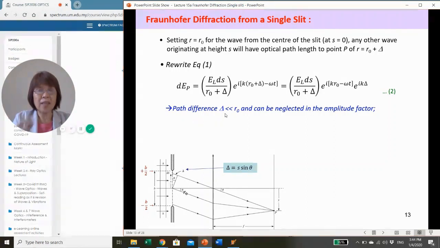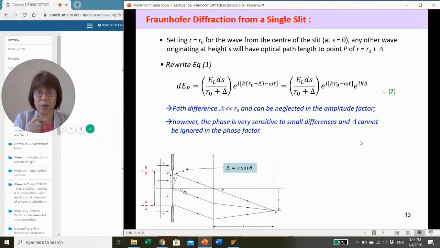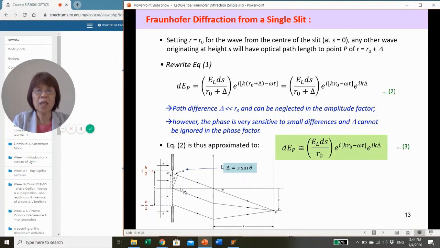So this path difference delta is much, much smaller than this distance to the screen. In fact, in the amplitude factor here, this one can be neglected. But in the exponential factor here, it cannot be neglected, because a small amount can give rise to a large number. It is very sensitive, so we cannot ignore that. So now equation 2 can be approximated to just E_L ds over R0 times the exponential, and this term remains there.